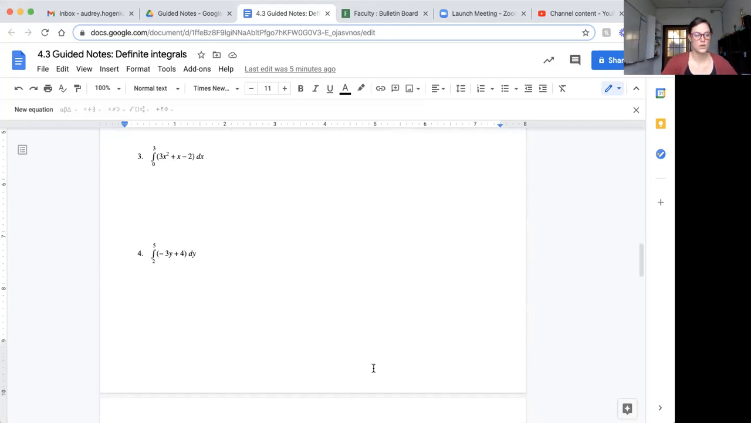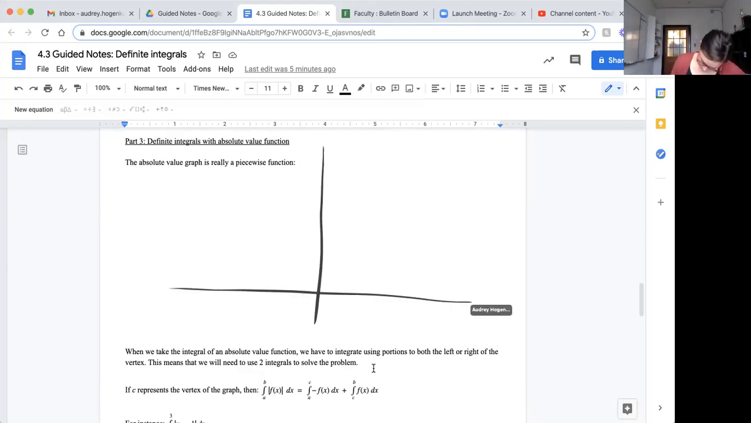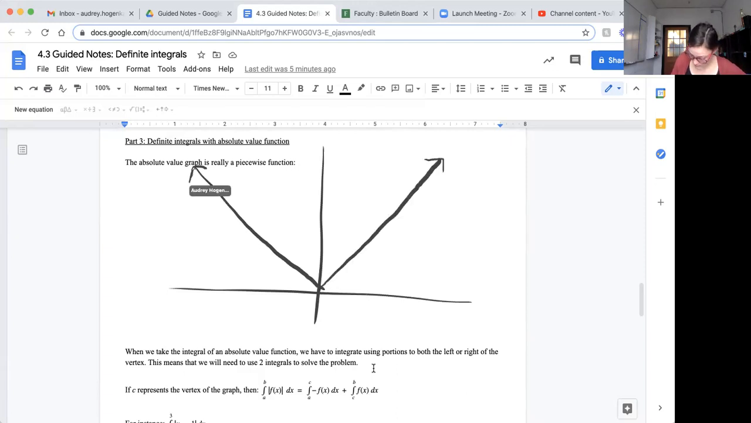Okay. Part 3, definite integrals with the absolute value function. So the absolute value graph is really a piecewise function. So we're going to draw that out. So here's my axes, and here is my absolute value graph. That was actually a really nice one. Y is equal to the absolute value of x, okay?